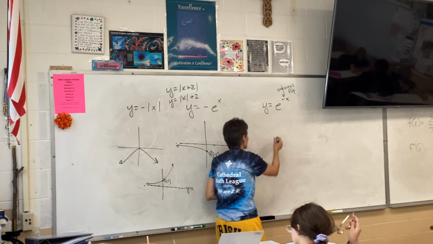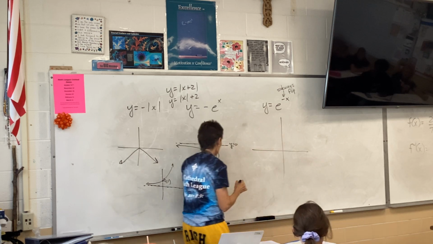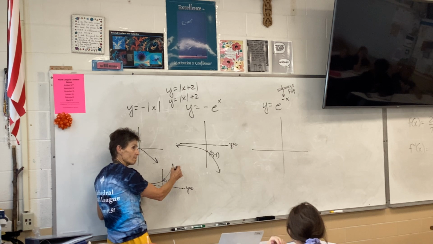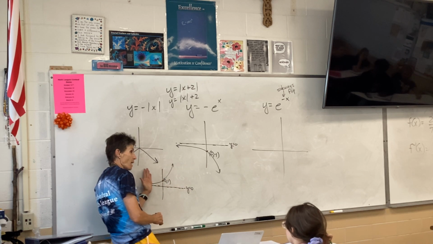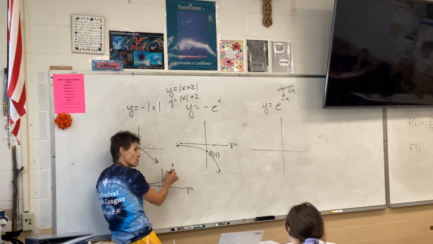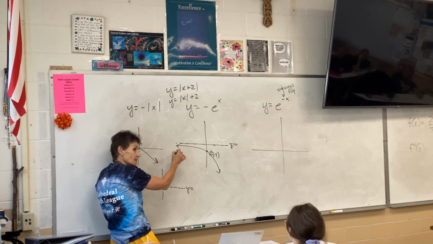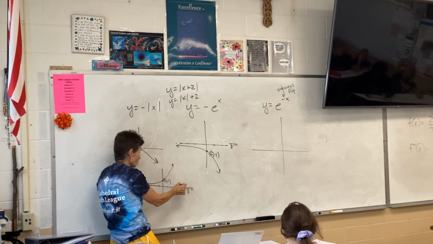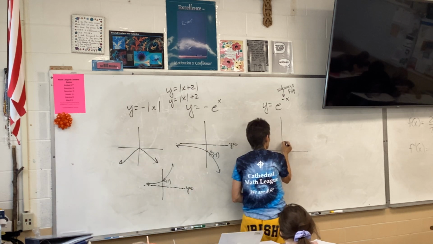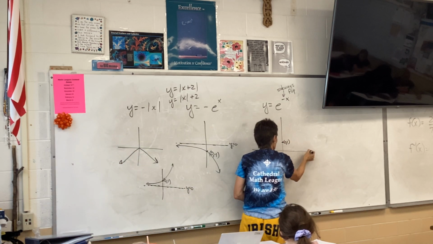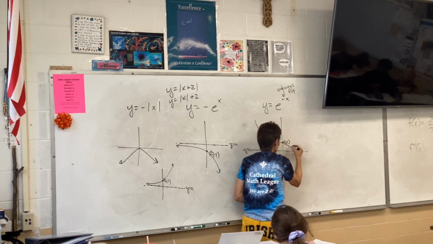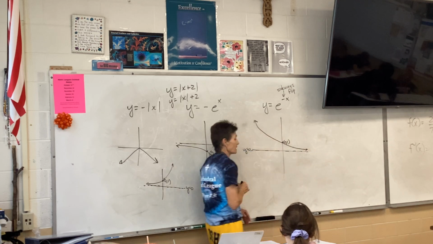Okay, so stop and look at what the original was. This was the original. Now I'm going to flip that this way. So instead of following along here and going up like that, isn't this one going to follow along here and go up like that? So it's still going through that point. The asymptote is still the same. But now, it looks like that.